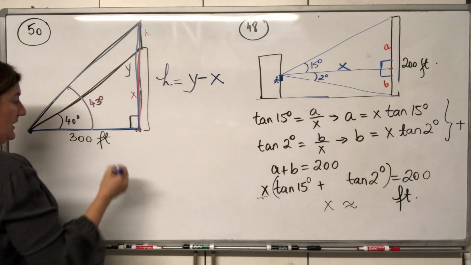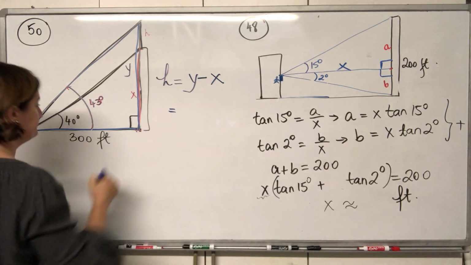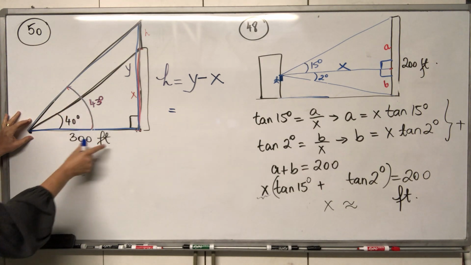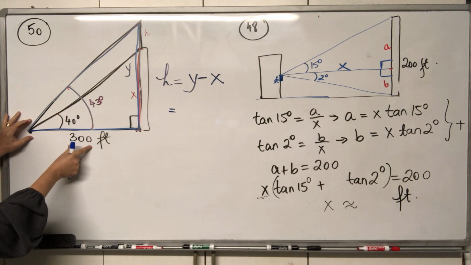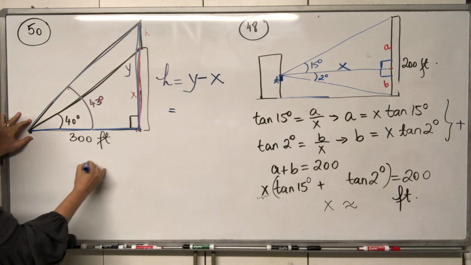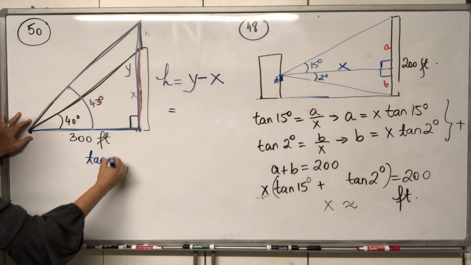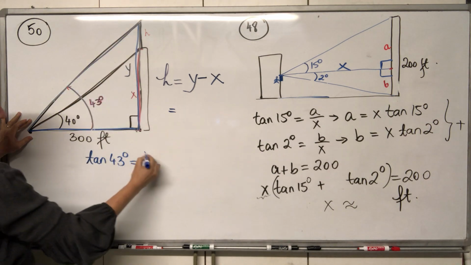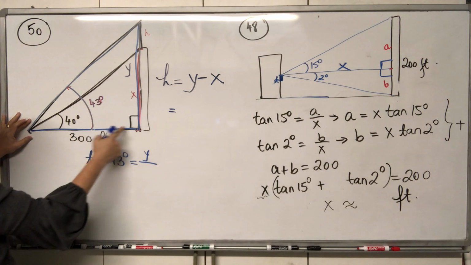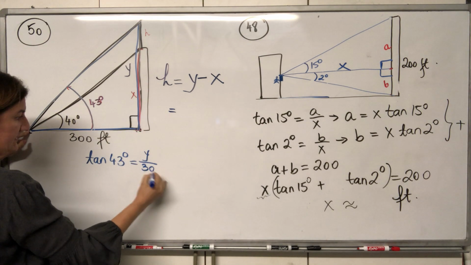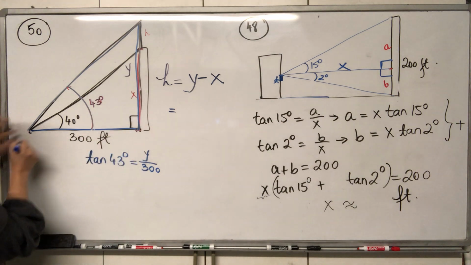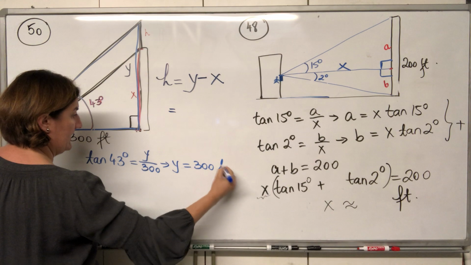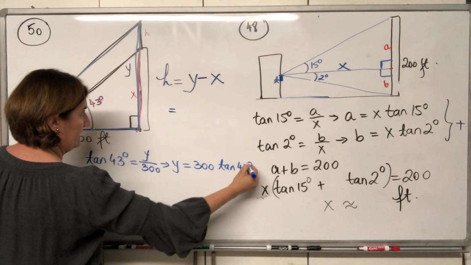So let's see, how do I find Y? I have this angle of 43 degrees. I have the adjacent side 300, and Y is the opposite side. So definitely tangent of 43 degrees is equal to Y, the opposite side, over the adjacent side, which is 300, right? So opposite over adjacent. So Y is going to equal 300 times tangent of 43 degrees.